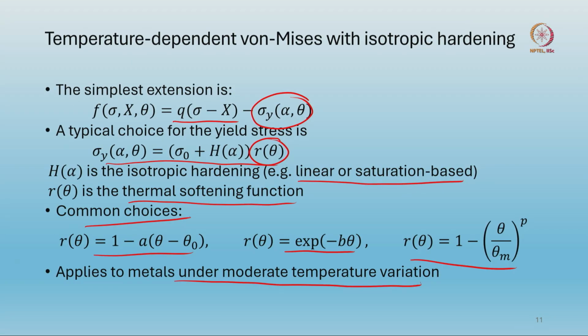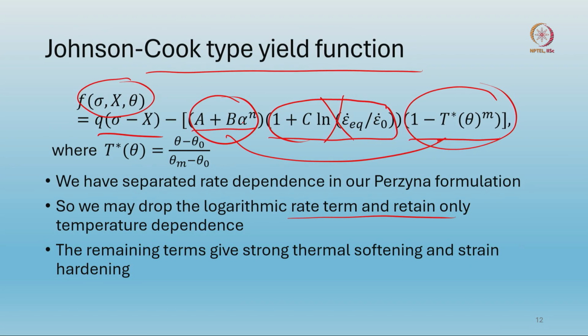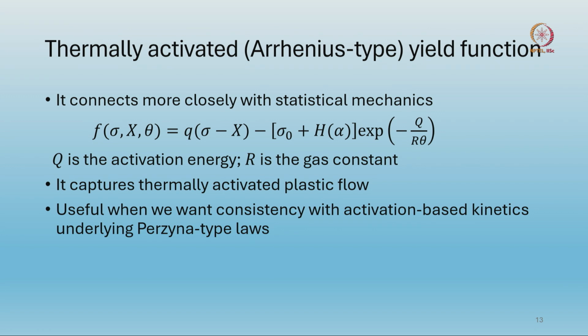Alright. So in that process we discussed two such yield functions. One was the temperature dependent von Mises type isotropic hardening function, right. Another was the Johnson-Cook type yield function. Now let us talk of another one, another two at least. Okay, so this is a thermally activated Arrhenius-type yield function.